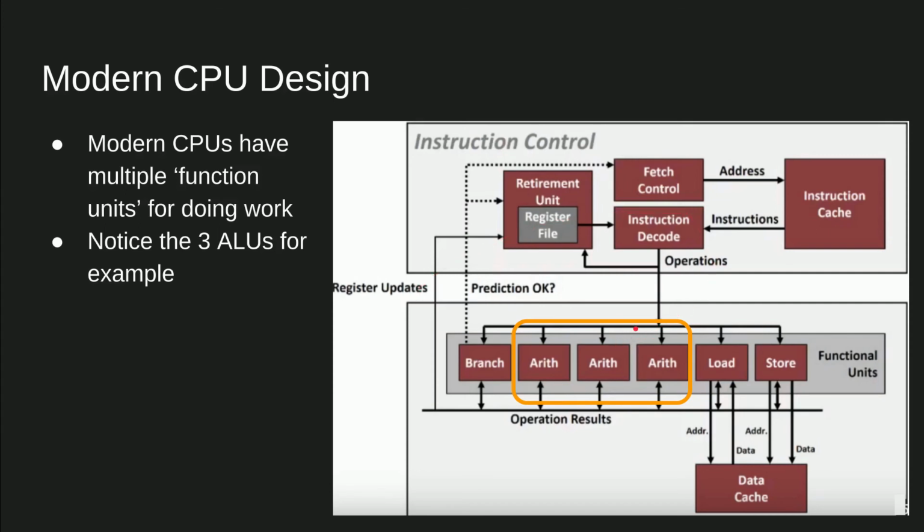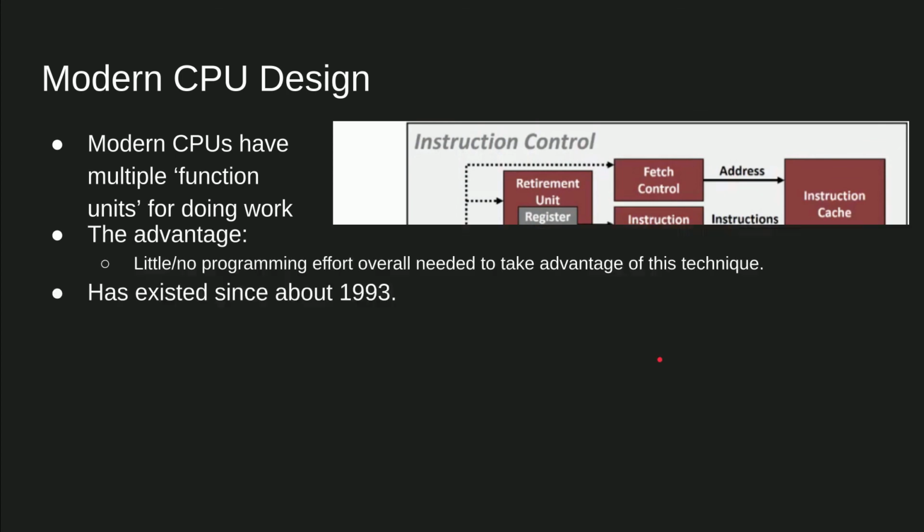Because your modern CPUs have multiple function units for doing work. So this is a simplified CPU, but what I want to show you here is you have three ALUs that are doing arithmetic. And that means you can do 3 add operations at once. These are your functional units, or your execution units, that can actually execute work. So you can do 3 different add operations.